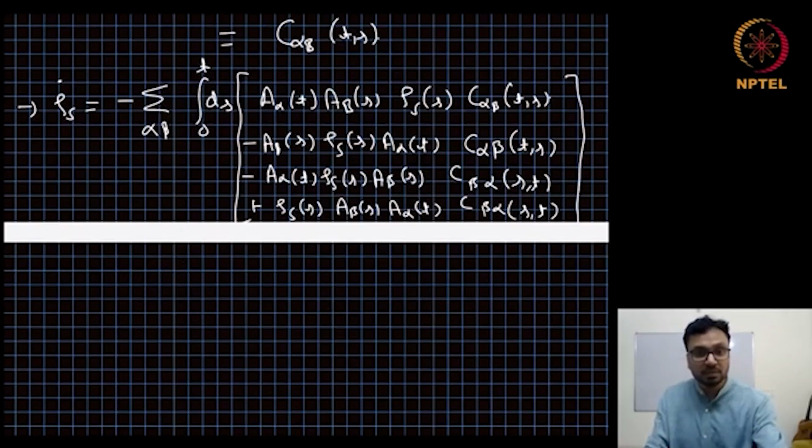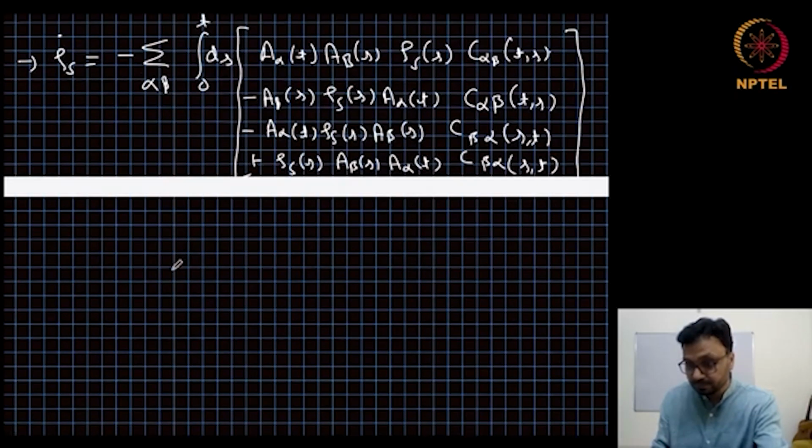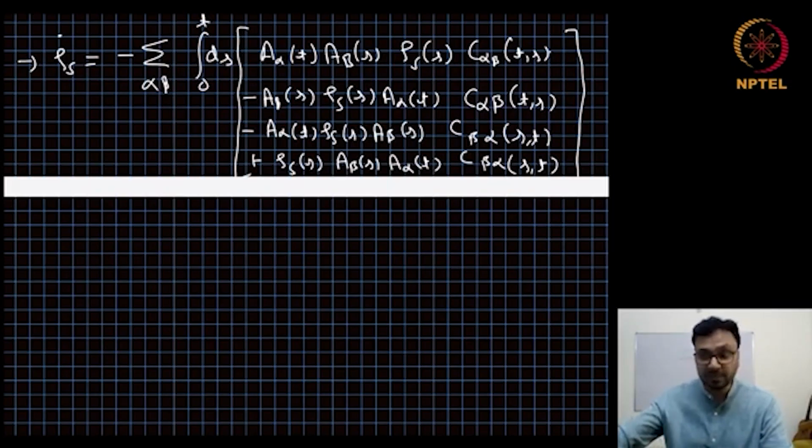Okay. So our dynamical equation in terms of rho s looks like this, and you can see that the right hand side depends on the 2-point correlation function of the bath and the state rho s of the system, along with the operators A alpha and A beta, which act on the system Hilbert space. So in general, this equation is difficult to solve. To make it easy, we will apply some approximations, and those approximations we will explain one by one.